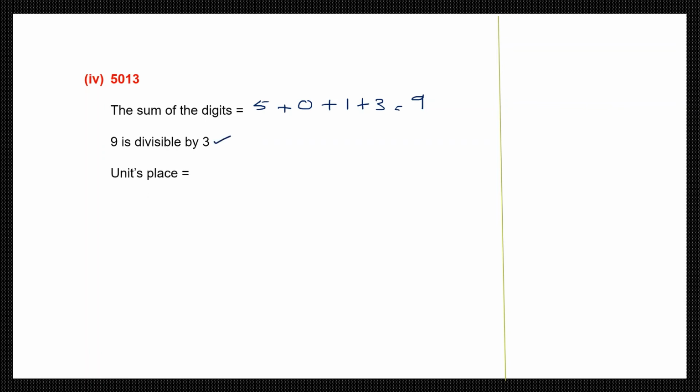In the units place, we have 3. And we know 3 is not divisible by 5. That means that number is not divisible by 5. We did the test for 3, the number is divisible. We did the test for 5, but the number is not divisible. That means this number is not divisible by 15.